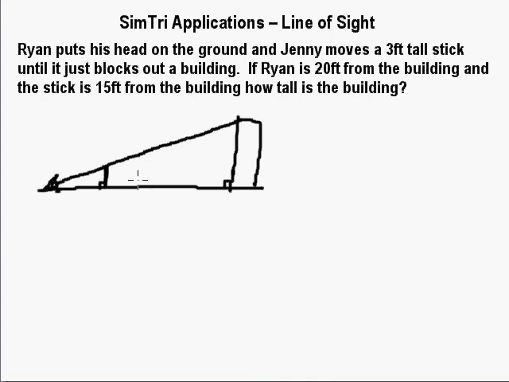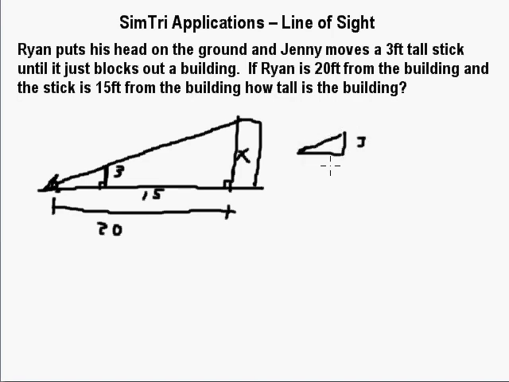Same thing happens here. Here we've got right angles, creating that similar triangle. Now, put your numbers down. How tall is the building? X. Stick, 3 feet. Ryan is 20 from the building, so 20. And the stick is 15 from the building, so 15 is in there. Now remember, we never use trapezoids, we use triangles. So, what's the little triangle? 3 and 5. Good subtraction. Big triangle, x and 20. So that 15 is really just there to get us the 5, and now we solve.